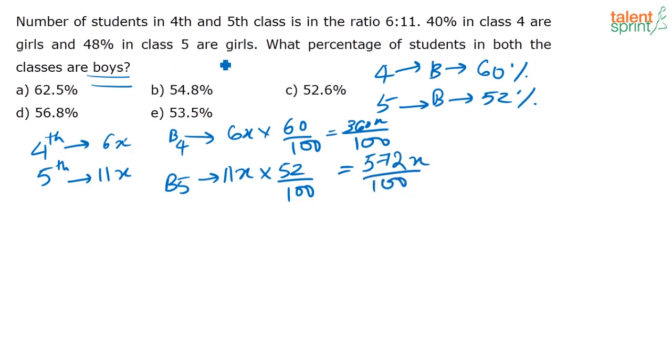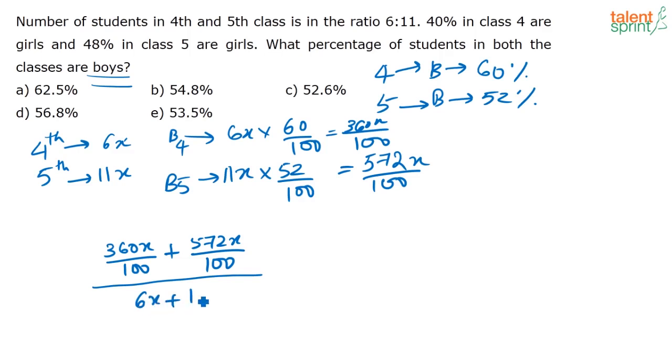Now, the question is, what percentage of the students in both the classes are boys? So, totally how many boys are there in both the classes put together? 360x by 100 plus 572x by 100. This is the total boys in the class. Now, what is the total number of students in the class? It is nothing but 6x plus 11x, correct? Total number of students put together in 4th and 5th.